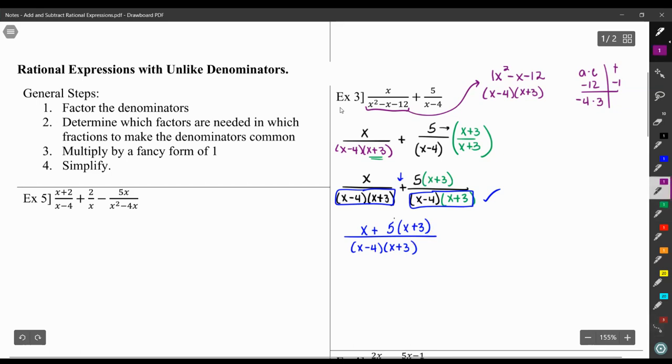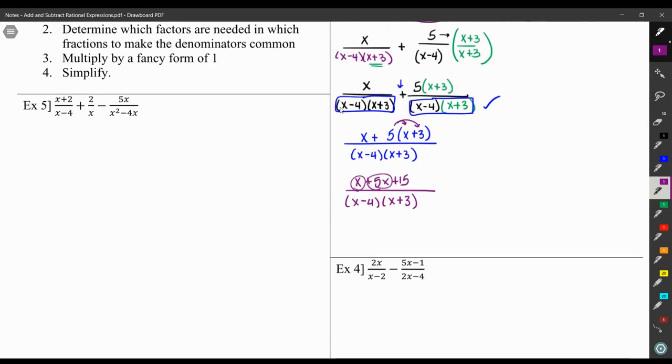What we can do, however, is multiply this in. So we have x plus 5 times x is 5x, 5 times 3 is 15, all over x minus 4 times x plus 3. We're trying to get this as simple as we can here. I can combine like terms in the numerator. So we get x plus 5x, which makes 6x. I'll go to the side. 6x plus 15. And again, the denominator just kind of tags along through this entire process.